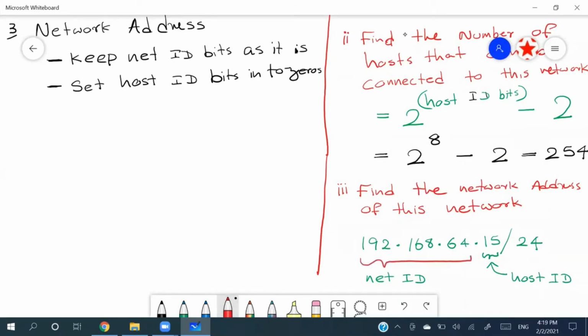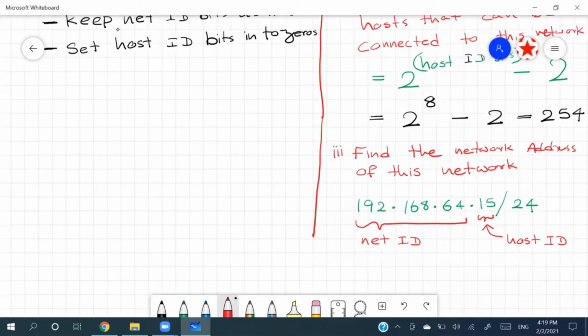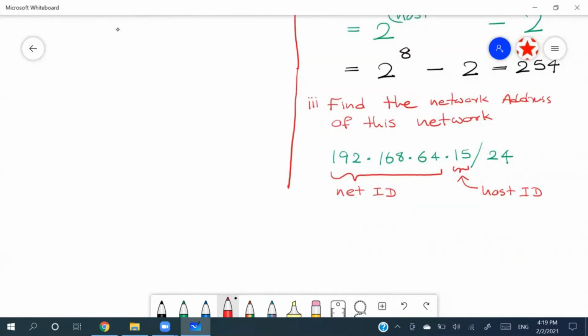Right. Okay. So then what we are going to do is apply the theory. Theory says to find the network address, keep the net id bits as it is. So that means inside this 192, so 192 will be representing some binary pattern. So we are asked to keep it as it is.